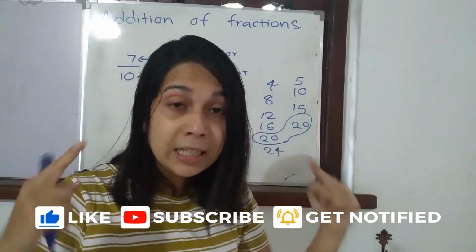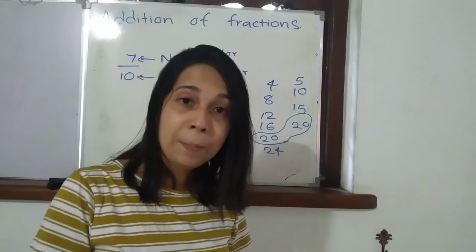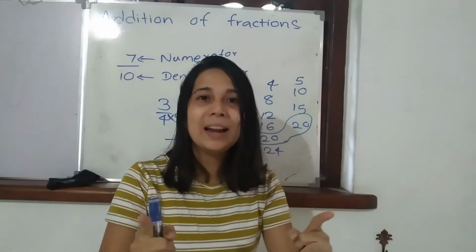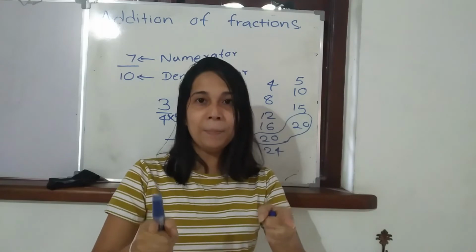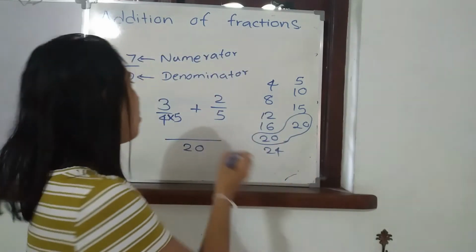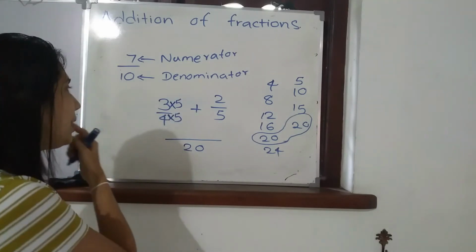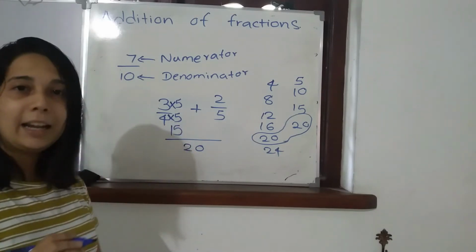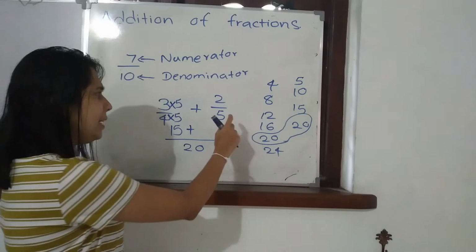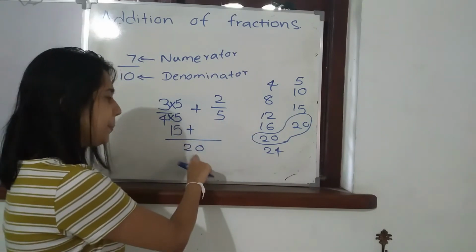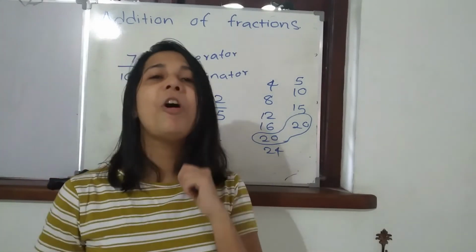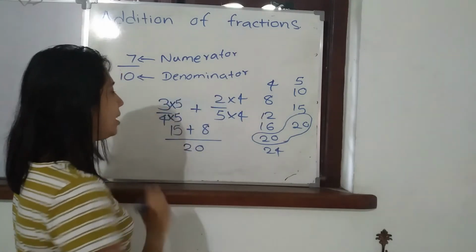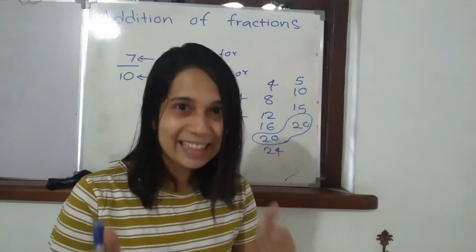So if you are multiplying your denominator by some number, definitely keep this in your mind: you have to multiply your numerator also by the same number. So now we multiply our numerator also by 5. Then this numerator becomes 15, right? The next one: how can we change 5 into 20? Because our least common multiple is 20. By multiplying by 4. Very good. Then multiply the numerator also by 4. Then what is the new numerator? It's 8.